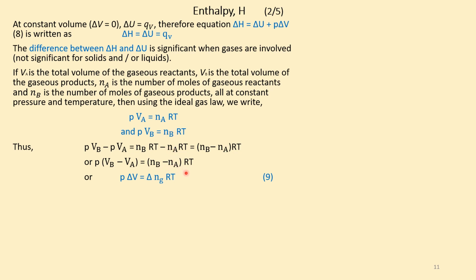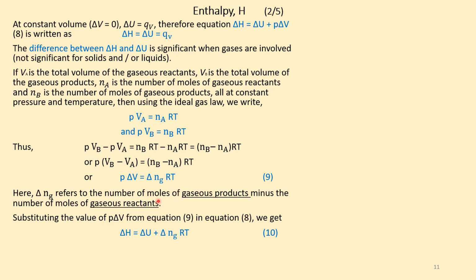Again, we can write it as Nb minus Na, taking RT common, or P into Vb minus Va equals Nb minus Na into RT, or we can write Vb minus Va is the delta V, that is equal to this, we can write it as Nb minus Na is equal to delta Ng into RT. Let it be equation 9. Here delta Ng refers to the number of moles of gaseous products minus the number of moles of gaseous reactants, that is Nb minus Na.